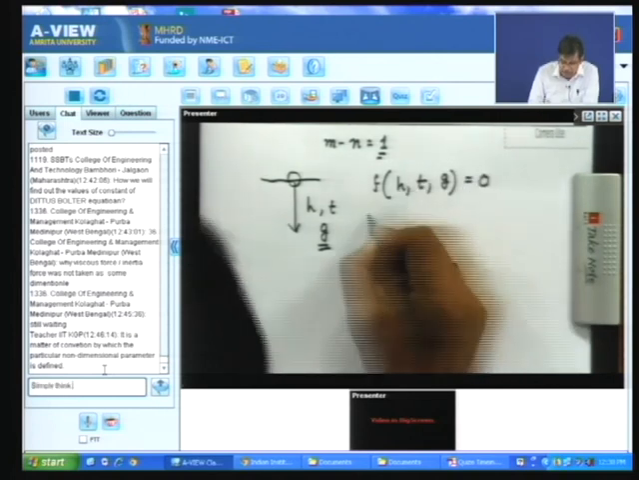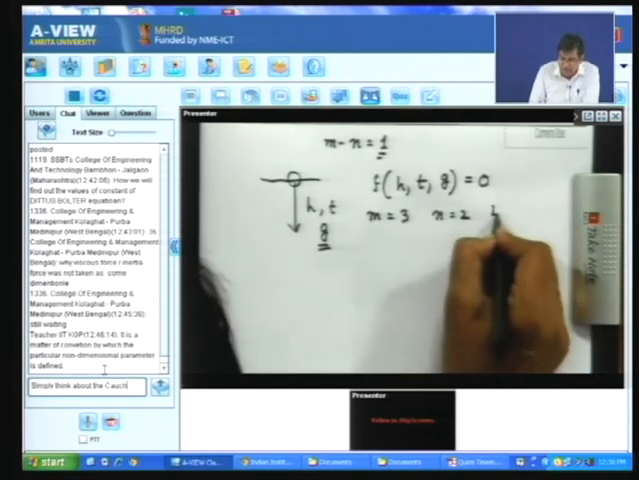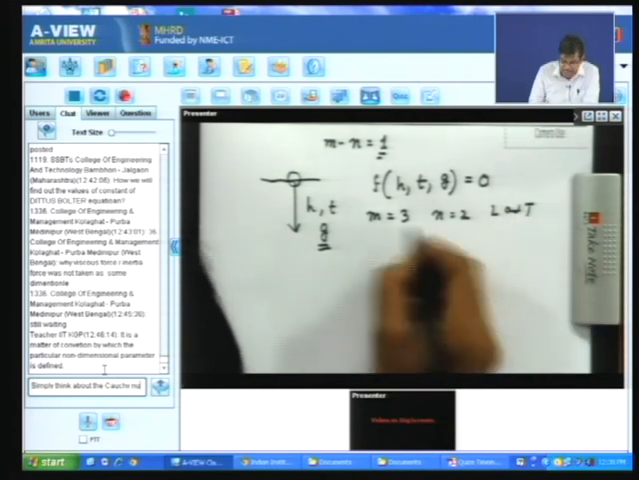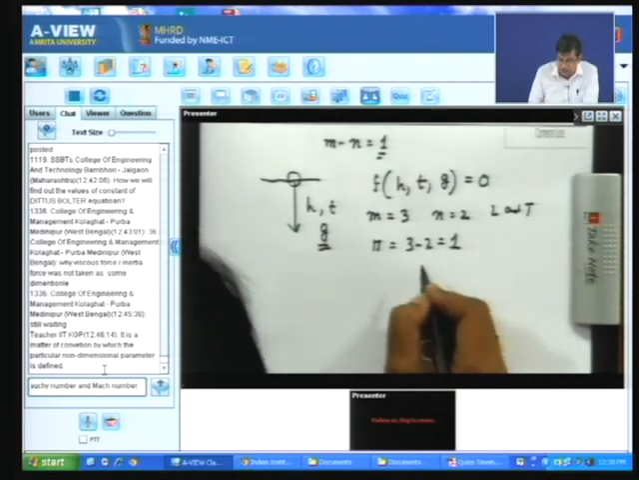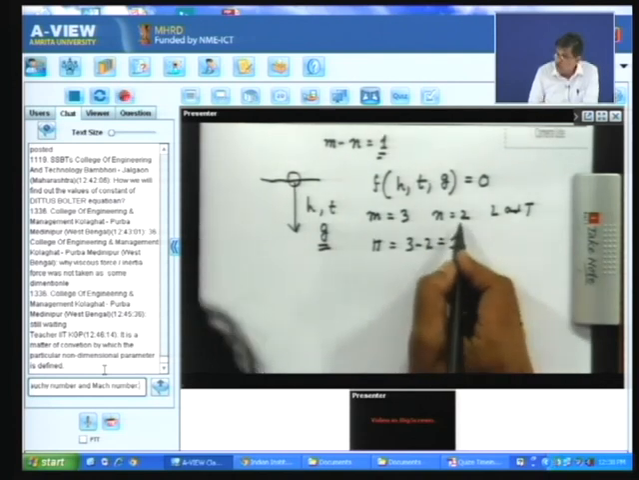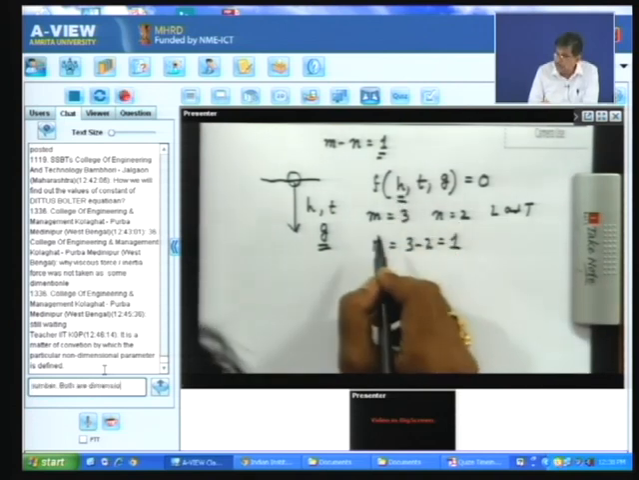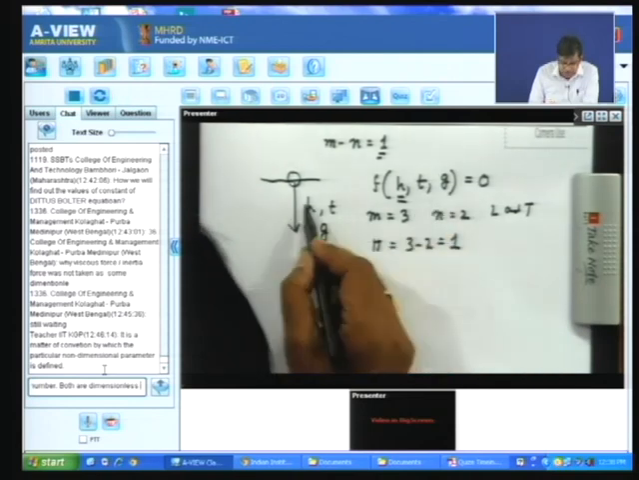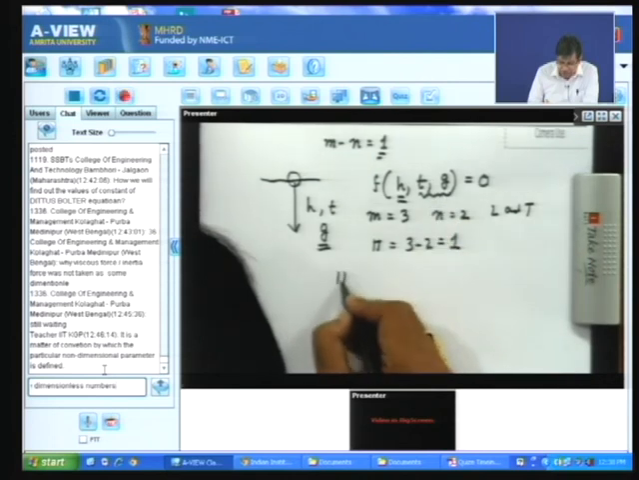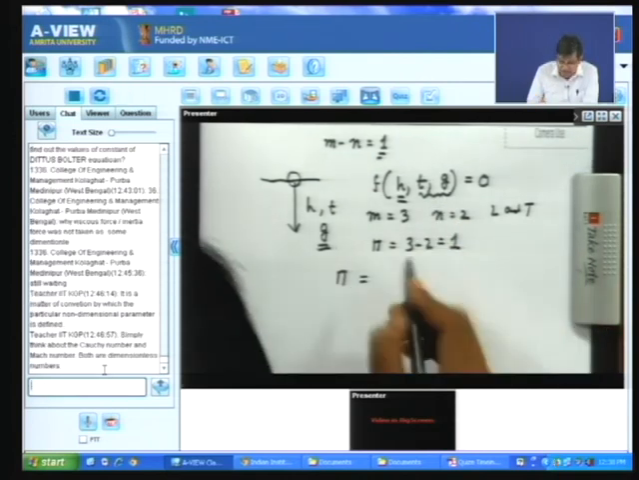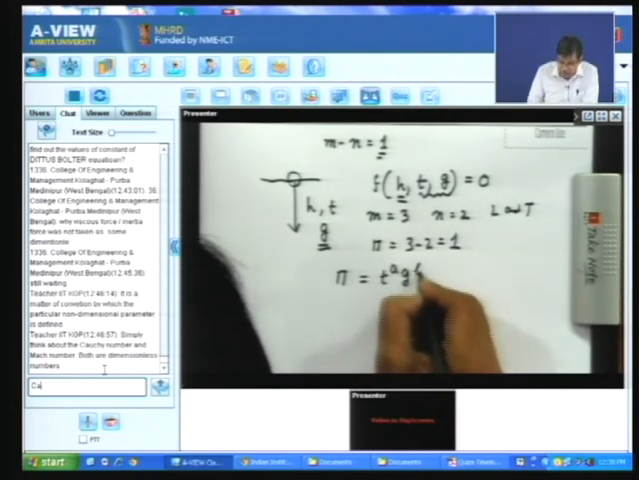So, how many variables? m is 3. What is n? n is 2, L and T. So, therefore, this is a case where the number of pi terms is 3 minus 2, which is 1. Now, according to the condition of the pi terms, I have to choose two repeating variables. h is the output parameter, a function of t and g; the displacement depends upon t and g. So, the only choice is t and g. So, our only pi term, I am not writing pi 1, pi 2, is nothing but, according to the procedure of the Buckingham pi theorem, t to the power a, g to the power b, into h.